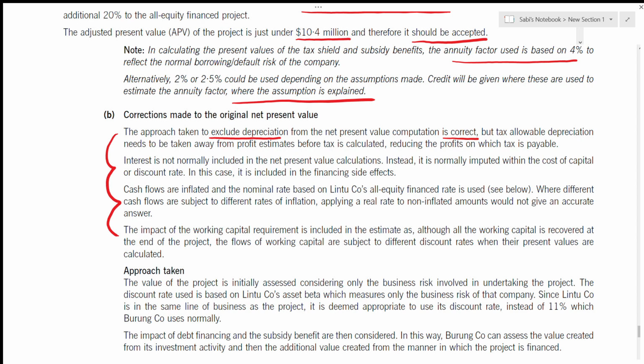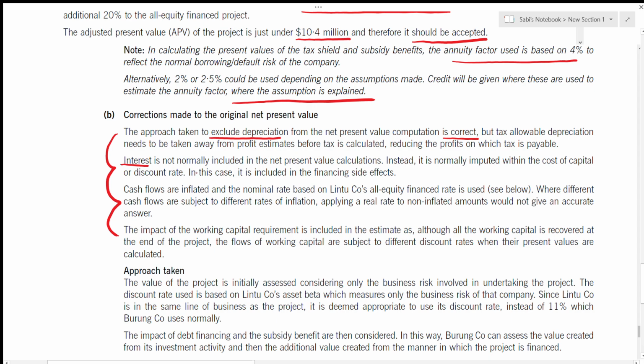Each thing. Now they are talking about interest here. Here they talked about depreciation in the first one. Second, they are talking about interest only. Third, they are talking about something else. We'll read it. Okay, so these are the techniques you have to apply in your exam. Divide into different paragraphs. Okay, let's read the second one.